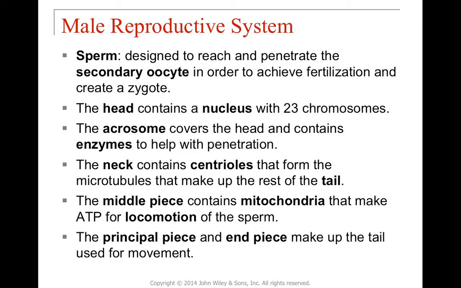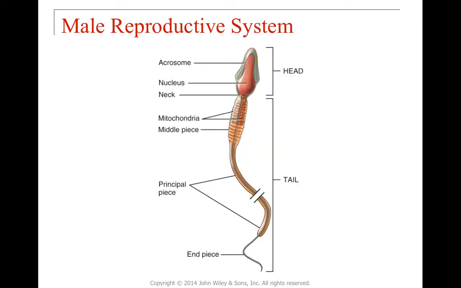So inside the principal piece and the end piece, we are also going to have these microtubules, and those are going to be a little bit larger at the principal piece and a little bit smaller at the end piece, but that's going to be responsible for the tail motion. And that looks kind of like this. So as I mentioned, we have two major regions, the head and the tail. Let's talk about the head first.